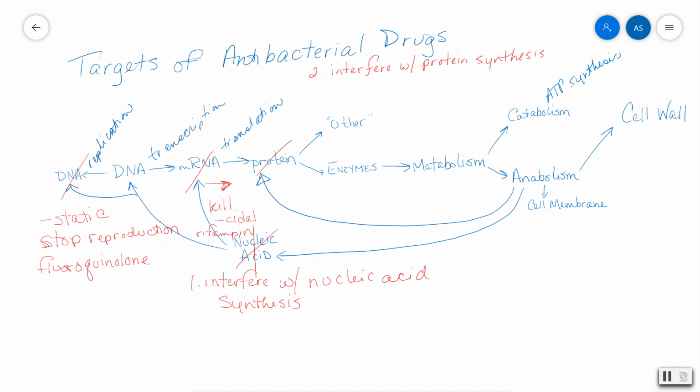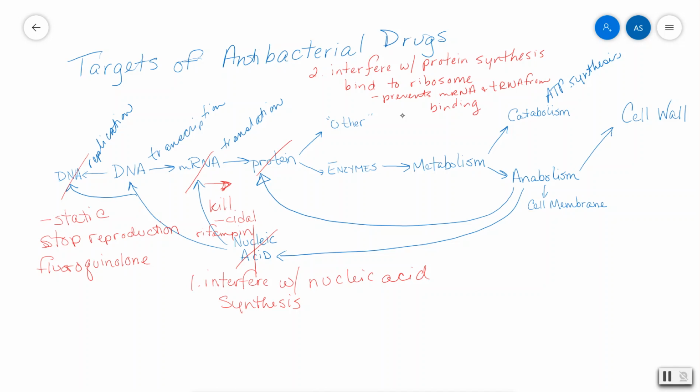For the purposes of our class, we're just going to say most of these drugs work by binding to the ribosome. And if you want to take a microbial physiology or a pharmacology class, you can get into those details. So these drugs bind to the ribosome, and that prevents things like mRNA and tRNA from binding. So the mechanics of protein synthesis can't occur.